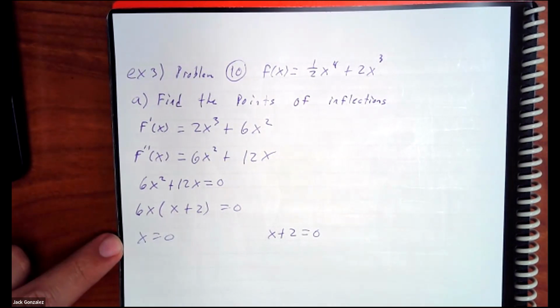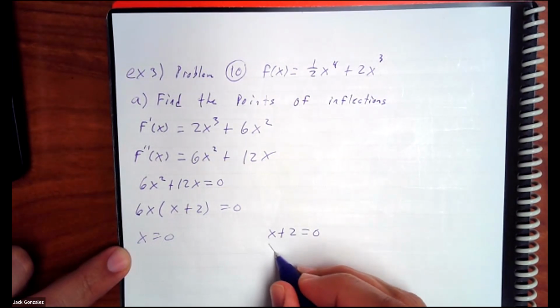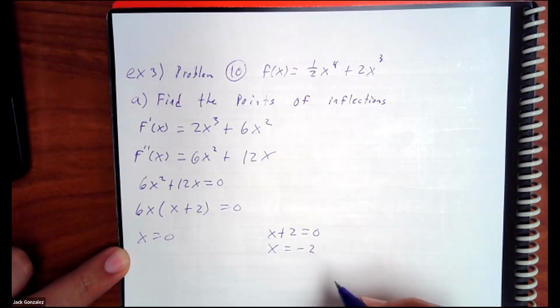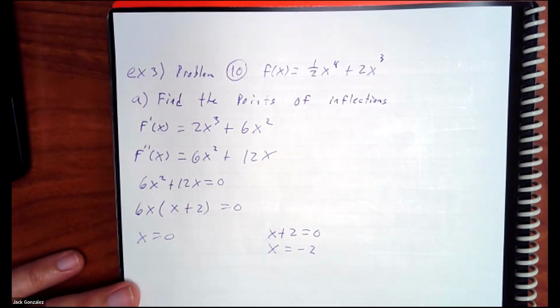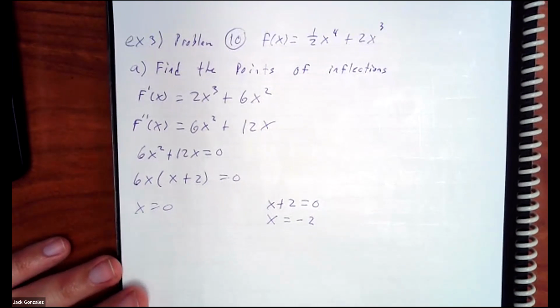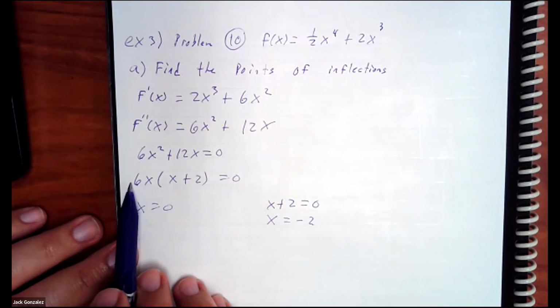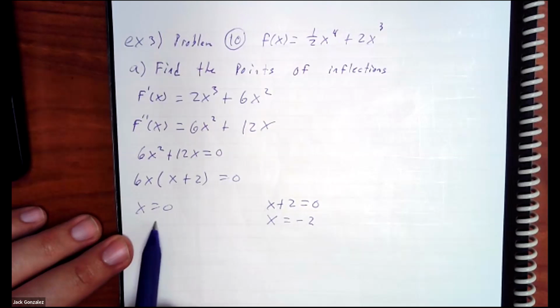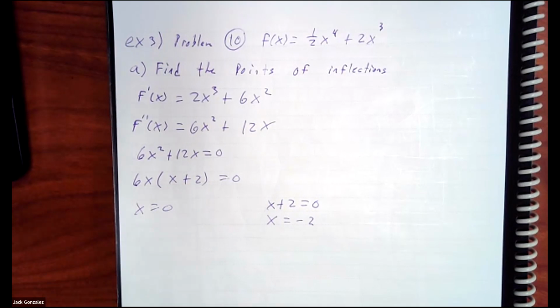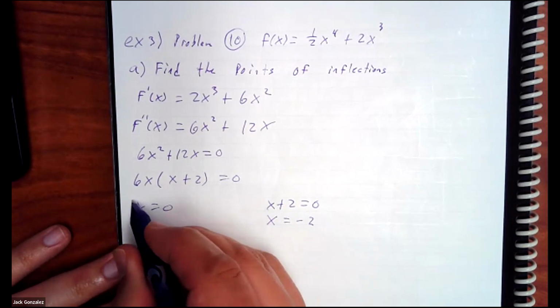Okay. Factor. So we get x equal to 0 and x equal to -2. We knew x equals 0, but there's the x on the outside. There's only one way: if you set 6x to 0, it's going to be this. Okay, so we got 2 inflection points.